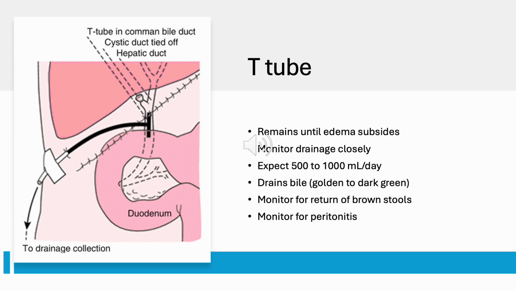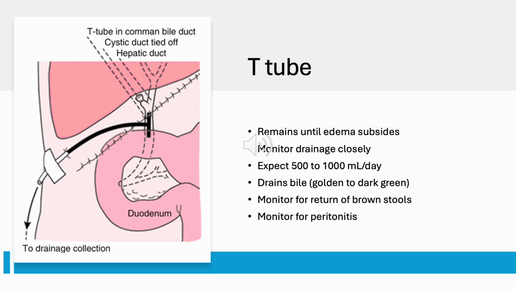This is a picture of a T-tube, and it got its name because it looks like a capital T. The capital T part is put into the common bile duct during surgery, so that bile will still flow, and it will flow out into a drainage collection bag after surgery. So it's going to remain in place until the edema subsides. I remember some of these staying in for like 9 days after surgery. Patients were in the hospital that long.